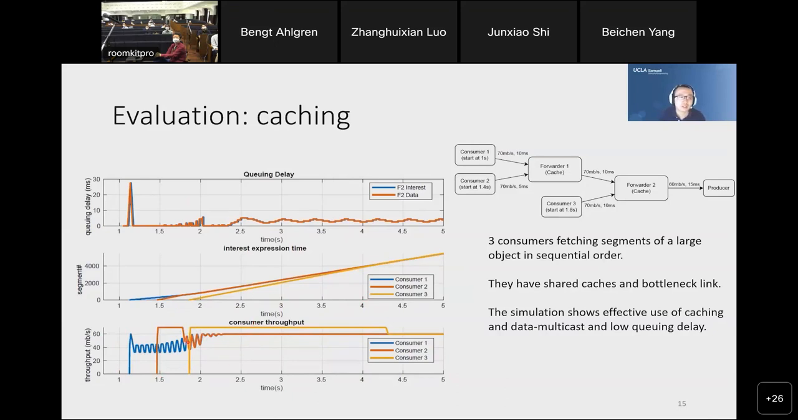And the yellow consumer that started later also follows this. It started by being satisfied by cache and later could fully utilize the data multicast. And eventually everyone can get 60 megabits per second speed, which is the bottleneck speed. So the optimal multicast is achieved.